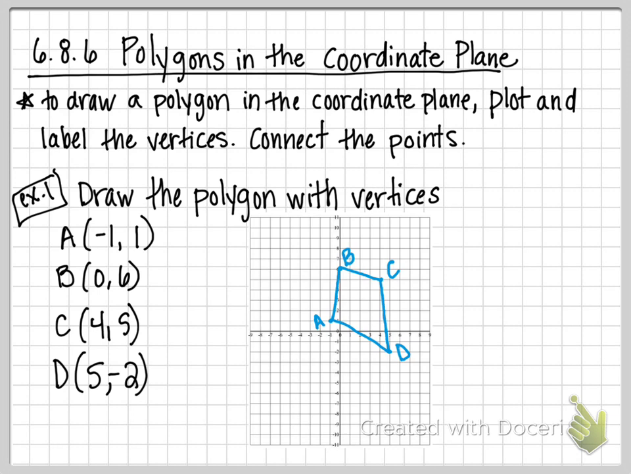Okay, so we get kind of a quadrilateral for sure, 4-sided. Kind of looks like a kite maybe, right? All right, so that's our first task here. It's just being able to draw a polygon by plotting the points, okay?